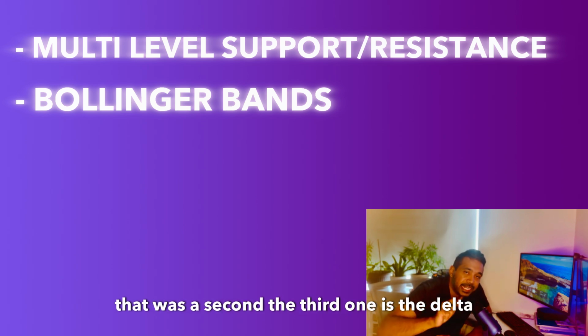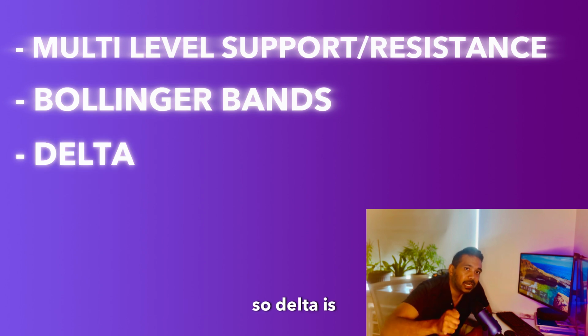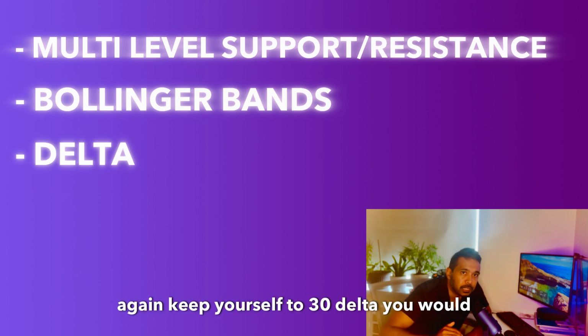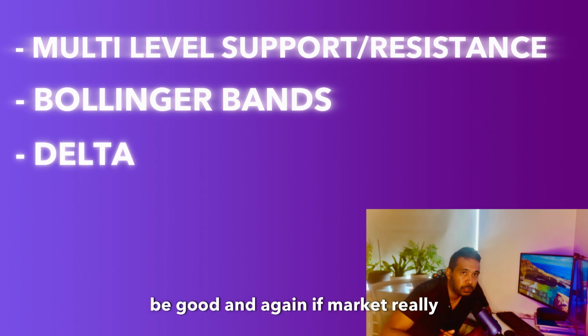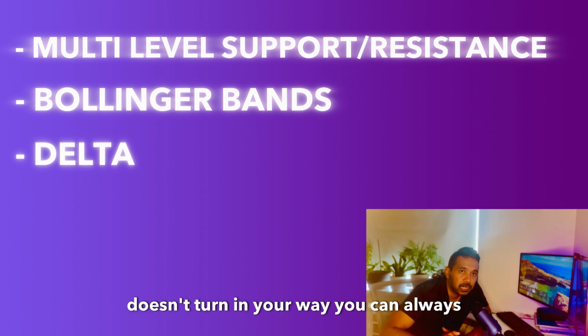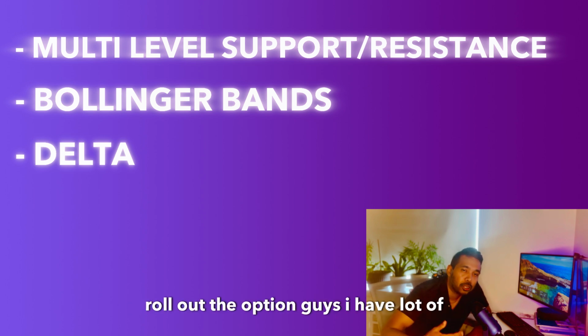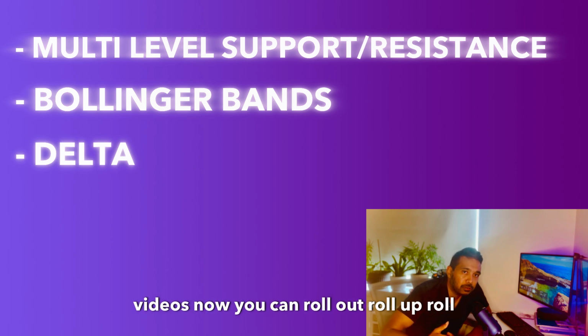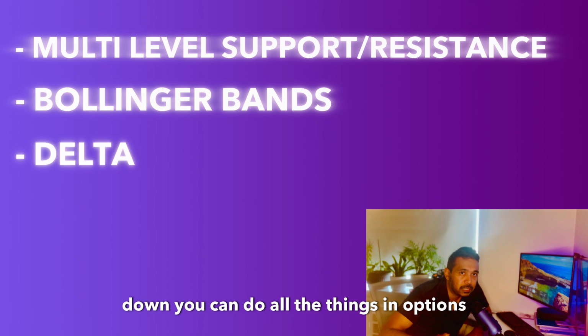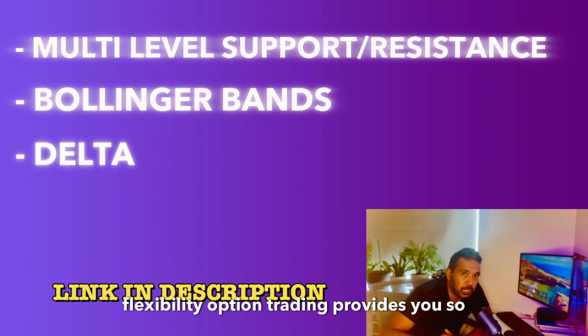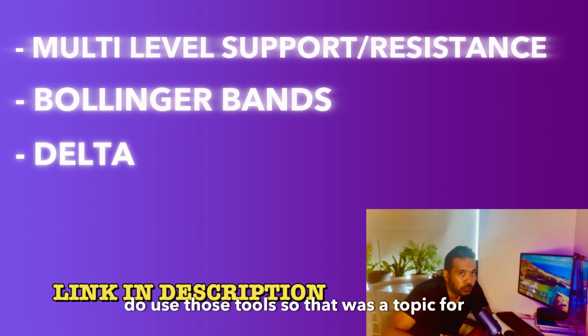The third one is delta. Again, keep yourself to 30 delta and you would be good. And again, if the market really doesn't turn your way, you can always roll out the option, guys. I have a lot of videos on how you can roll out, roll up, and roll down. You can do all these things in options. That's the flexibility option trading provides you, so do use those tools.